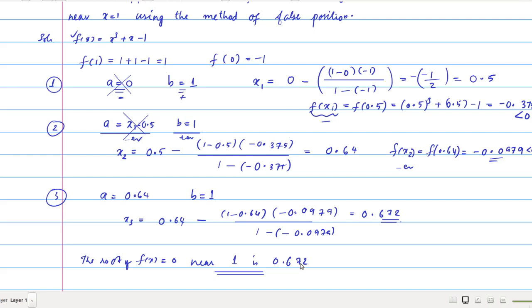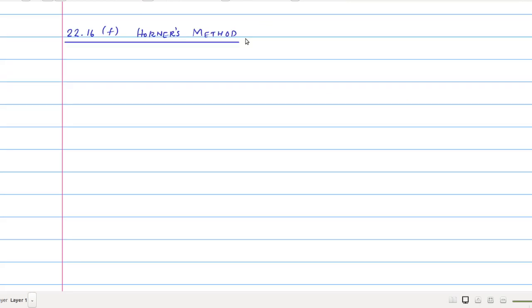This is the illustrative example for regula falsi method. Next we introduce another method. This is Horner's method.